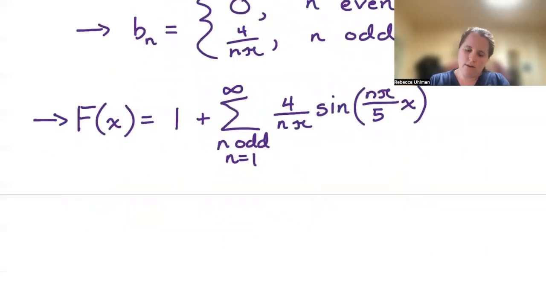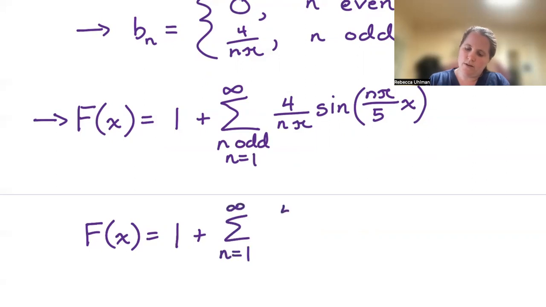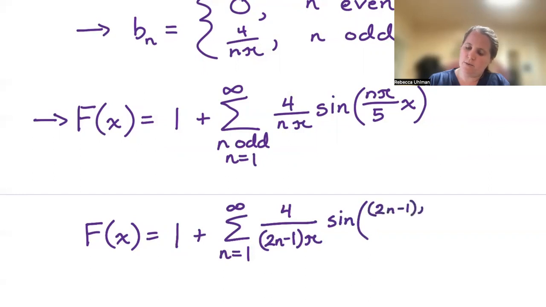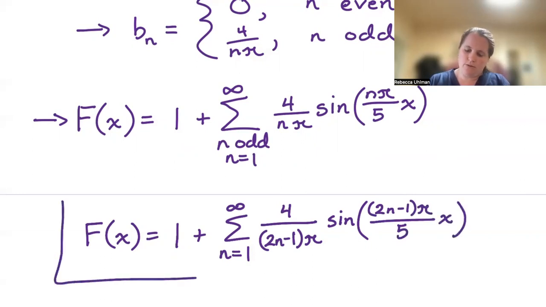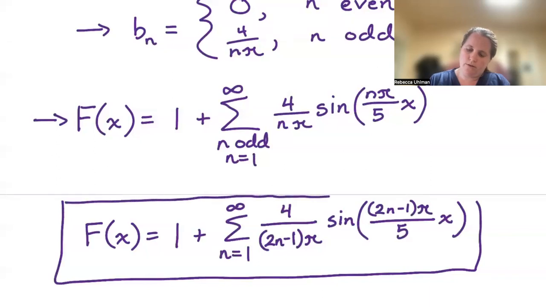Or equivalently, we get f of x is equal to 1 plus the sum from n equals 1 to infinity of 4 over 2n minus 1 times pi, 2n minus 1 times pi all in the denominator there. Then multiplying sine of 2n minus 1 times pi all over 5, and then times x. So this would be our final version, sort of condensed version of writing our Fourier series for the function that is 0 from -5 to 0, and then 2 from 0 to 5.